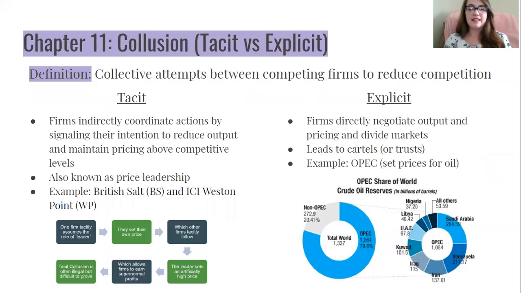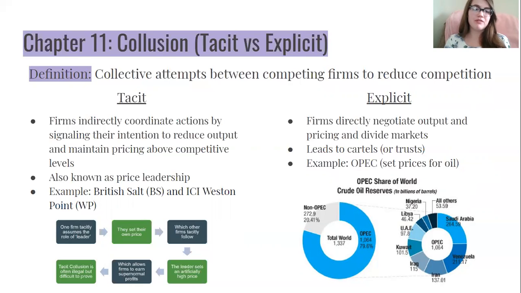So the MMC, excuse me, ruled that collusion was occurring to keep competing firms from entering the market and also to keep price competition very limited. And this diagram here just shows the steps in tacit collusion, essentially.